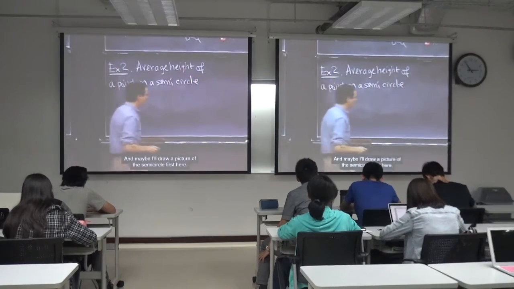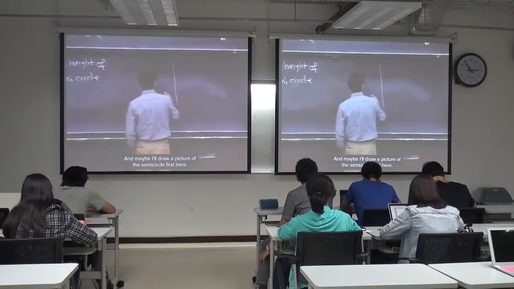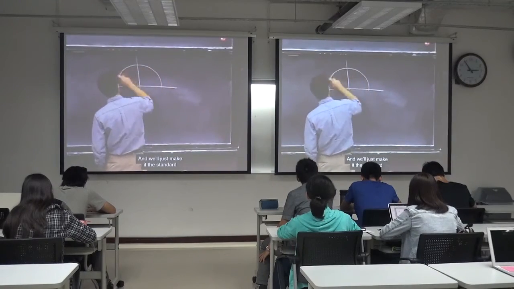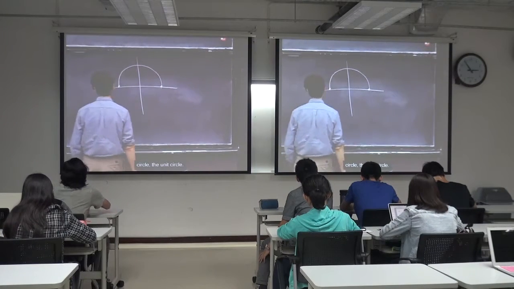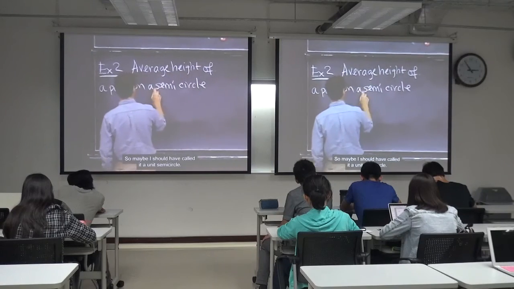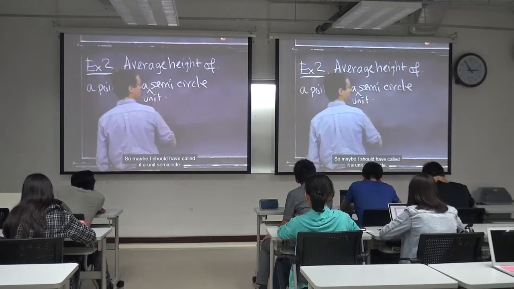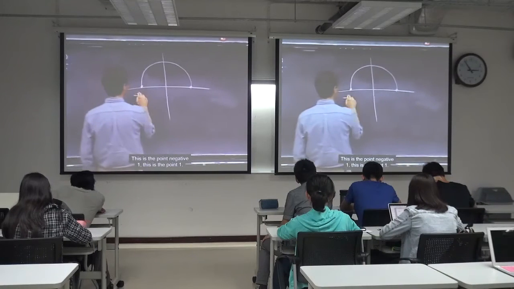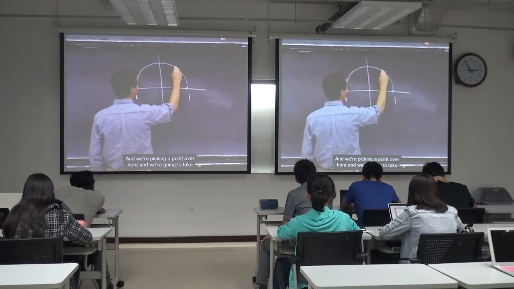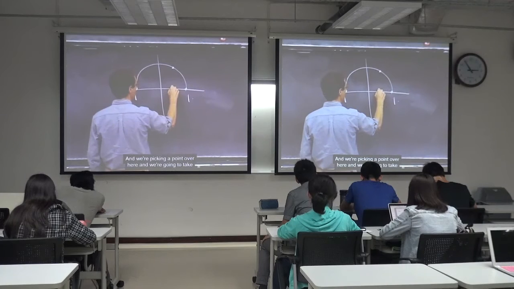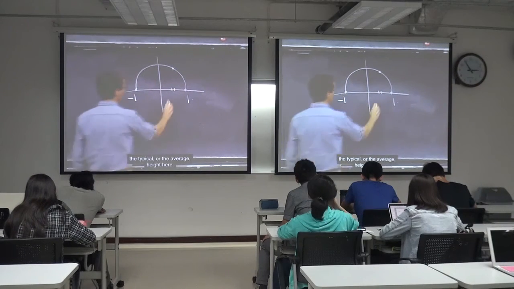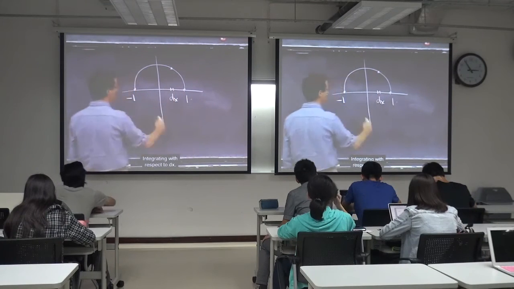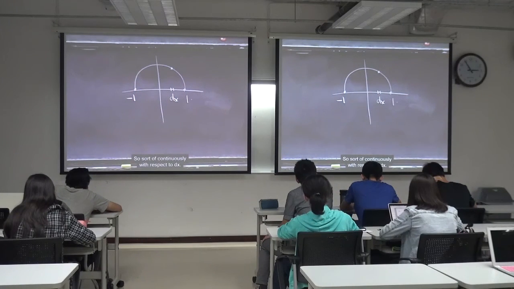And maybe I'll draw a picture of the semicircle first here, and we'll just make it the standard circle, the unit circle. So maybe I should call it a unit semicircle. This is the point -1, this is the point 1, and we're picking a point over here, and we're going to take the typical, the average height here, integrating with respect to dx, so sort of continuously with respect to dx. Well, what is that?